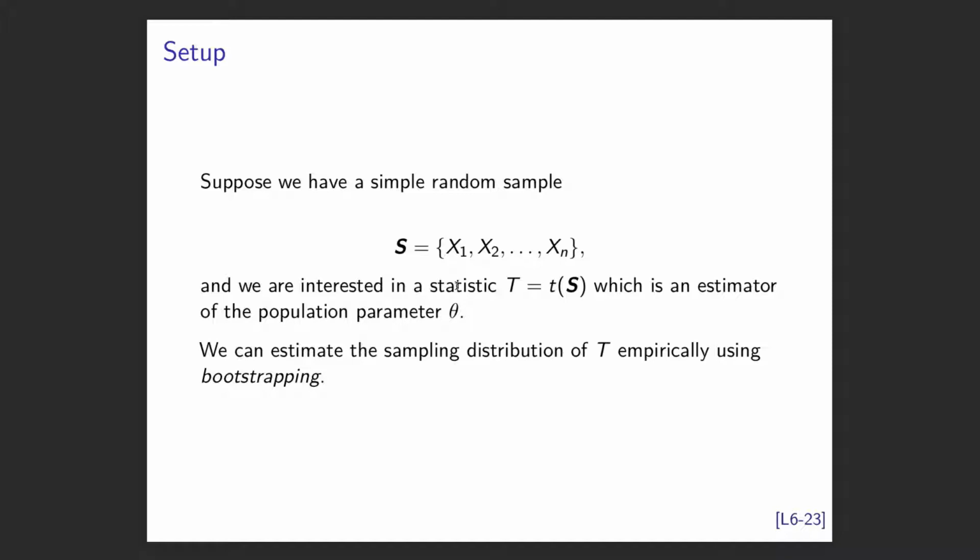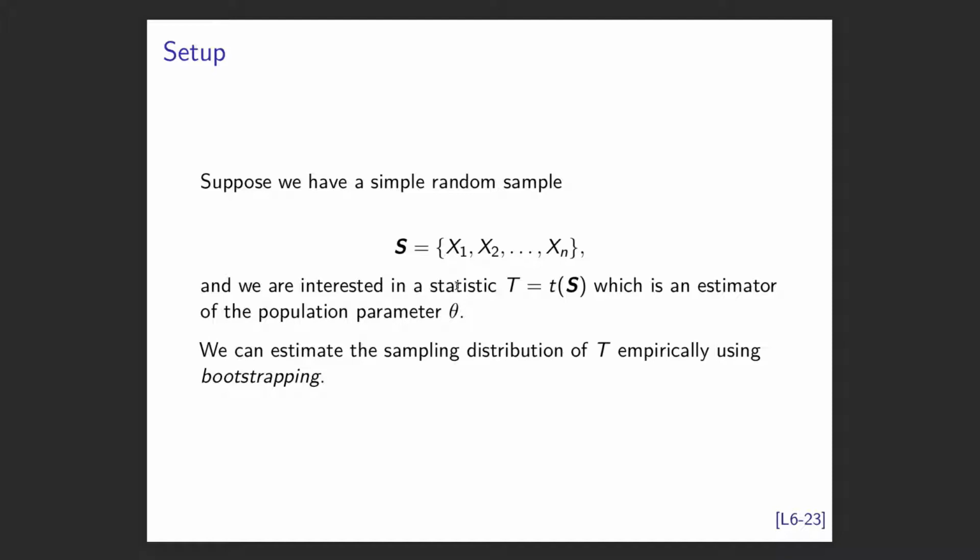Okay, setup. Suppose we have a simple random sample. So this is our data S, and it's x1 up to xn. And we have some statistic t, which is a function of our data, which is an estimate of the population parameter. In our case, our population parameter would be the population median, and obviously the way we did it is we calculated the sample median. You ordered them, you took the middle point. And what we'd really like to know is the sampling distribution of t. So in the case of the sample mean, we knew the sampling distribution was normally distributed with a mean of mu and a variance of sigma squared over n.